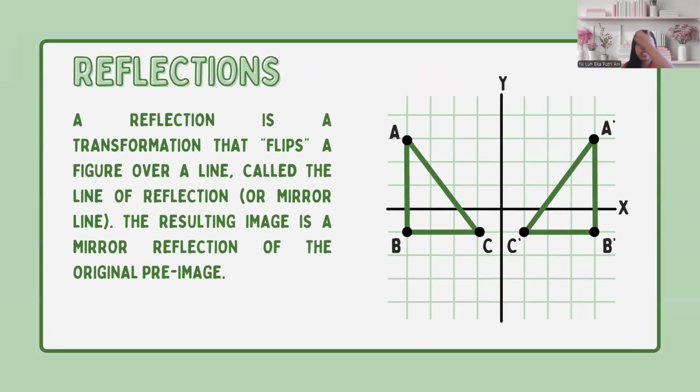Next, the second topic is reflection. What is reflection? Reflection is a transformation that flips a figure over a line called the line of reflection or mirror line. The resulting image is a mirror reflection of the original pre-image. Because a reflection only changes the orientation of the figure but keeps its shape and size exactly the same, it is classified as a rigid transformation or isometry. This is the image of a reflection.